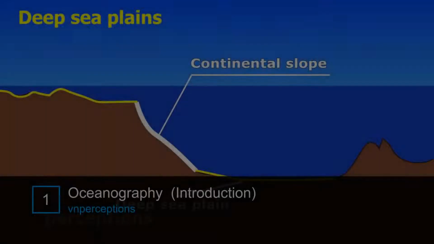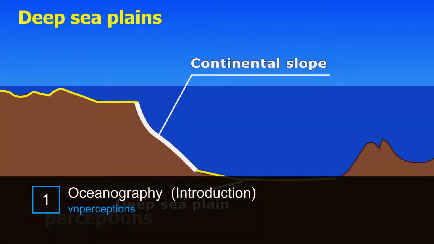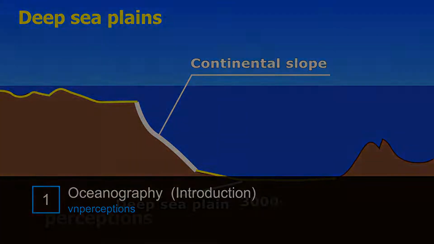These are gently sloping areas of the ocean basin. These are the flattest and the smoothest regions of the world. The depth varies between 3,000 and 6.